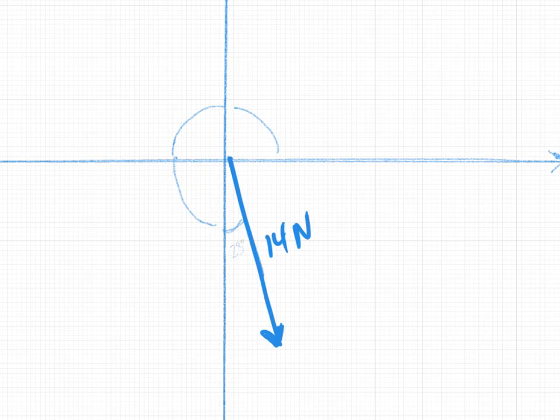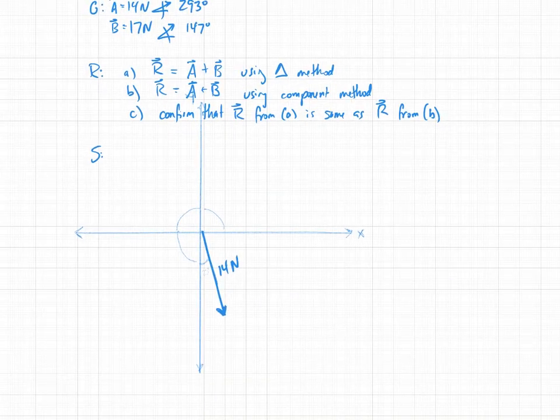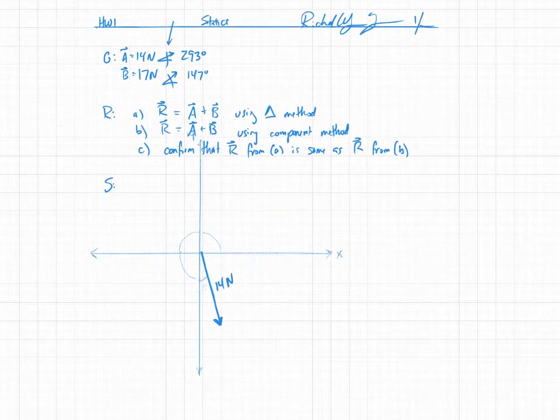23 degrees. Okay, so now we got our 14. So that's A. B, 147 degrees. Let's make B red. So we're going to go 90 to here.